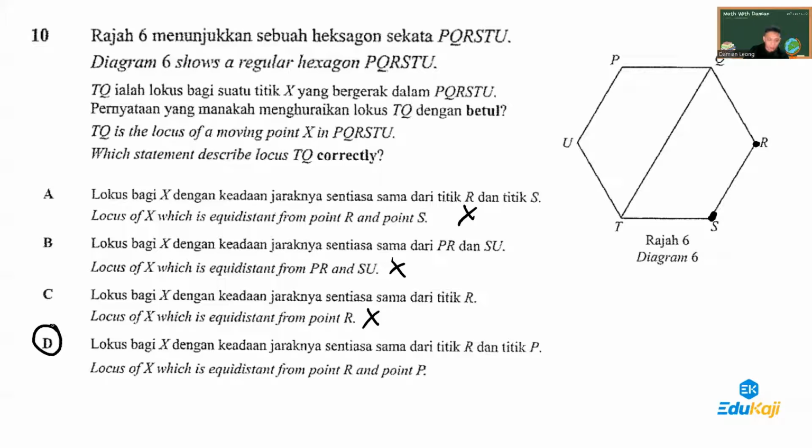Answer must be D. Okay, equidistance from point R and point P. P and R here. Perpendicular bisector of these 2 points. Cross right in the middle at 90 degrees, which is your line TQ.